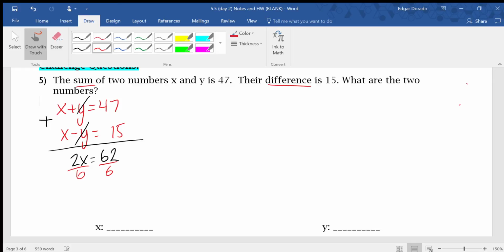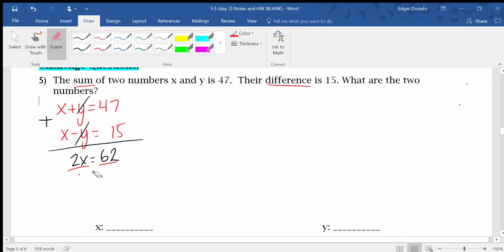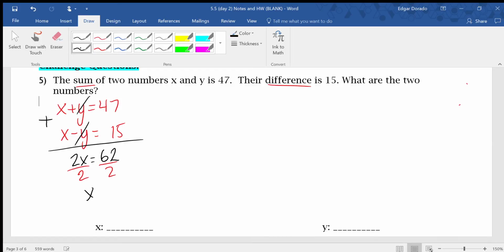Wow, why am I dividing by 6? Divided by 2. So you're going to divide both sides by 2, and then you're going to get x equals 31. All right, my x equals 31. Let's go ahead and figure out my y.